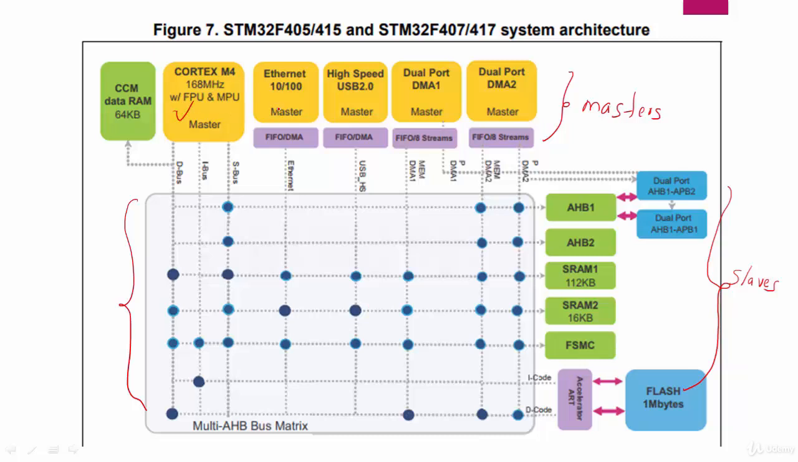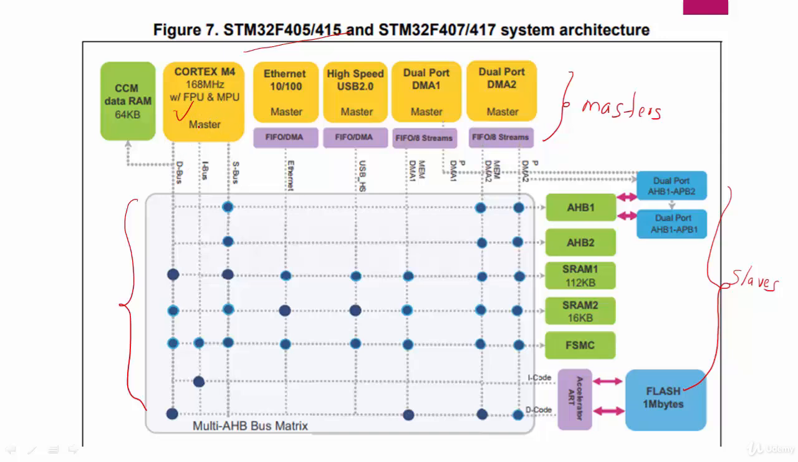And the microcontroller may have a couple of other masters. For example, in this microcontroller, we have Ethernet as a master, high-speed USB 2.0 as a master, DMA 1 as a master, and DMA 2 as a master. Don't worry about these other masters, as discussing them is not included in this course. We'll just concentrate on our main master, that is the Cortex-M processor.